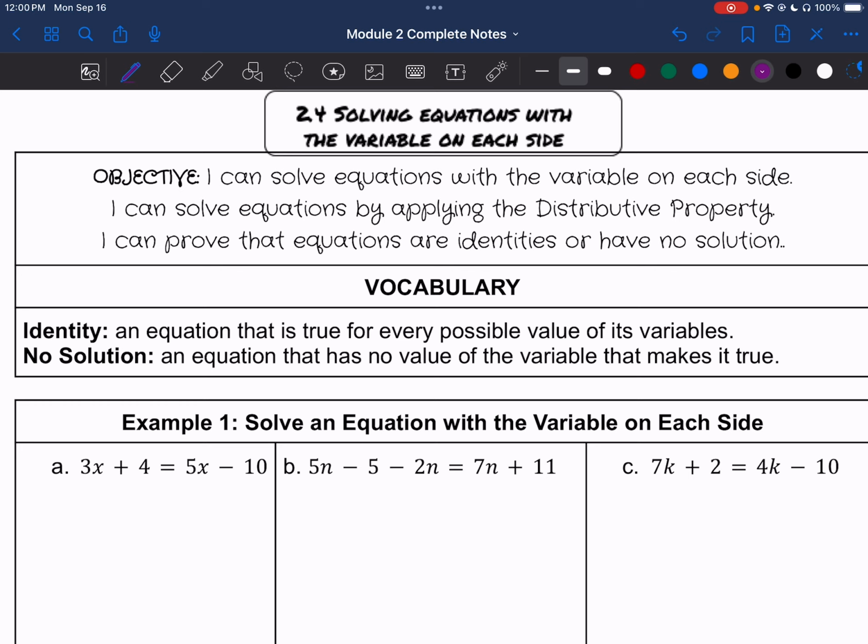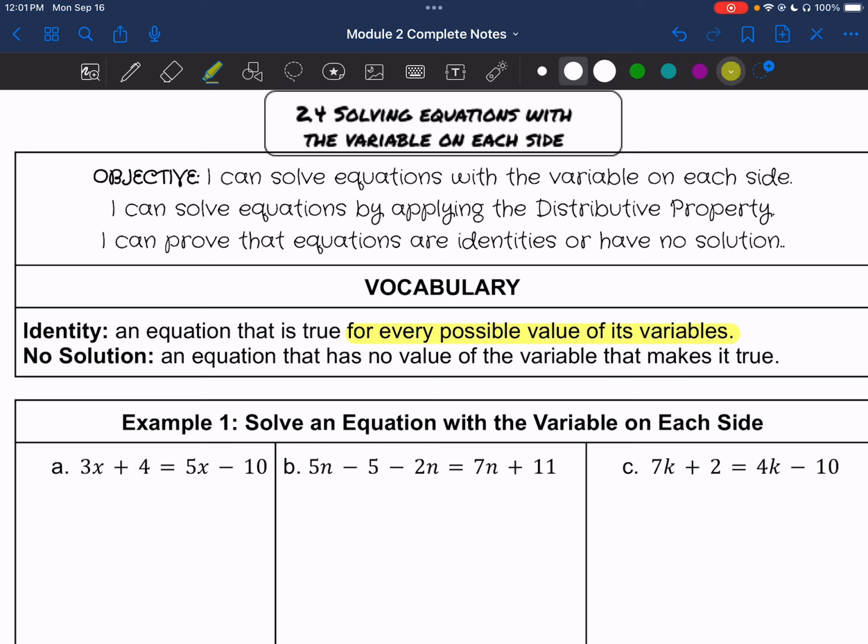Our objective for today is that I can solve equations with a variable on each side. I can solve equations by applying the distributive property, and I can prove that equations are identities or have no solution. So let's look at those two vocabulary words that I just introduced. The first of which is an identity, and that is an equation that is true for every possible value of its variables.